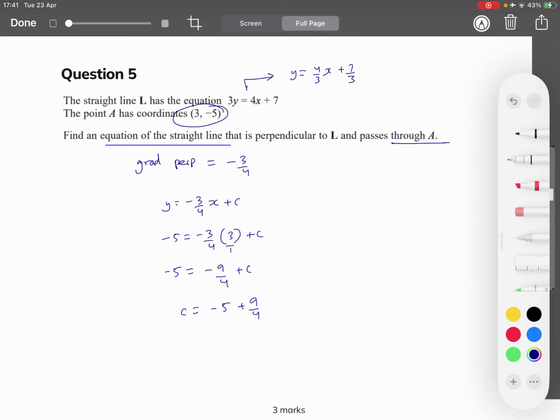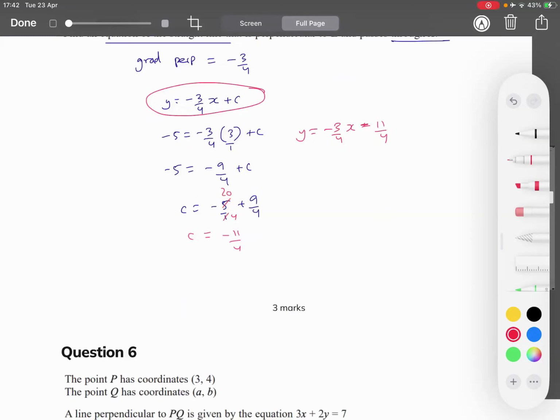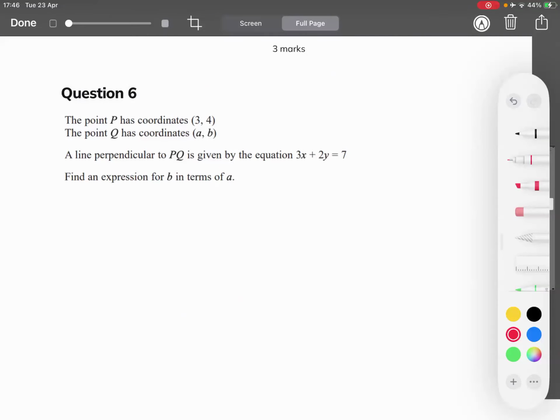I moved it over to the other side, so I added it. And I get minus 5/1, and then I have to do a common denominator. So I get minus 20 plus 9, minus 11/4 as c. And then my final answer is y equals minus 3/4 x minus 11/4. So we have a line perpendicular to PQ, and it has this equation.